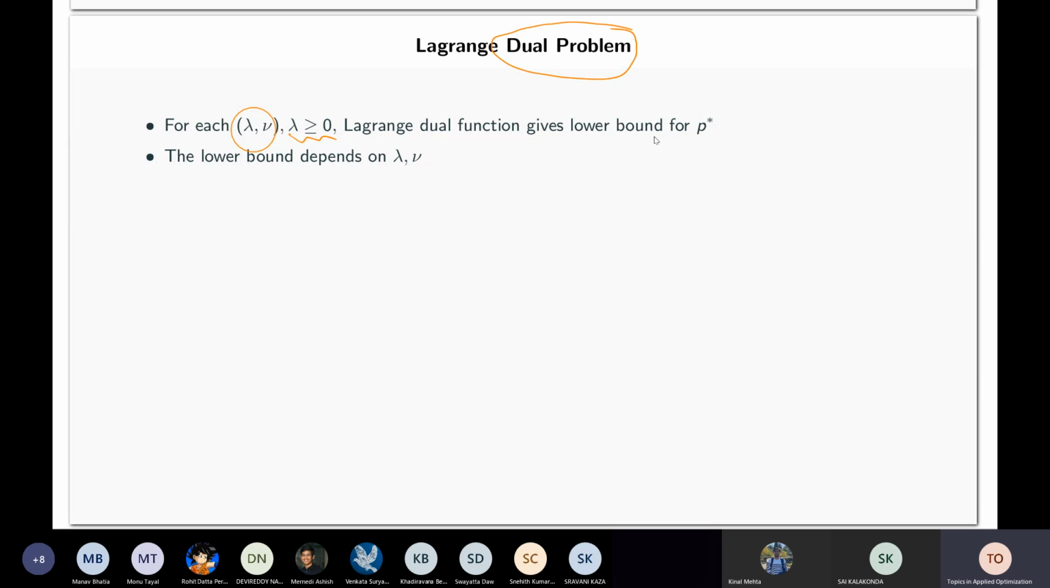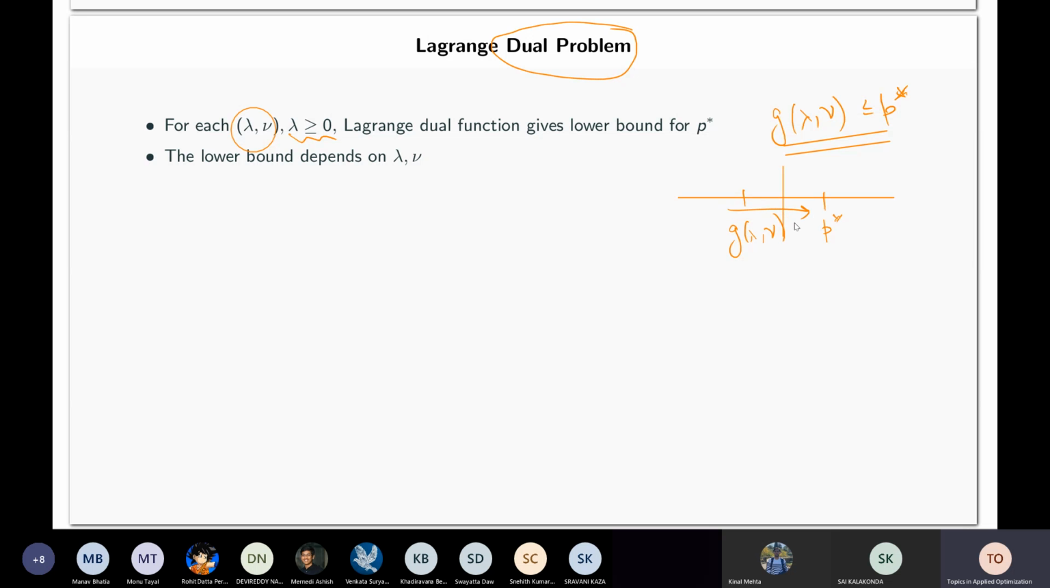So Lagrange dual gives us the lower bound. So this is what we know: g(lambda, nu) is less than or equal to p star. So this is something we started with in this lecture. So this is the lower bound. Now naturally we know that p star is somewhere here, let us say, and g(lambda, nu) for some nu is here.